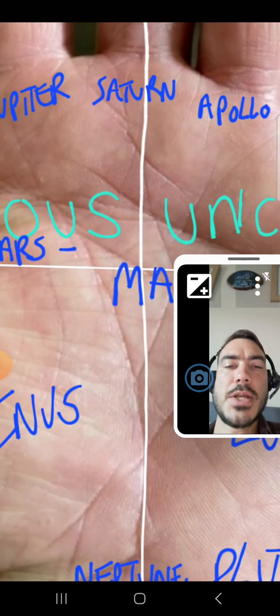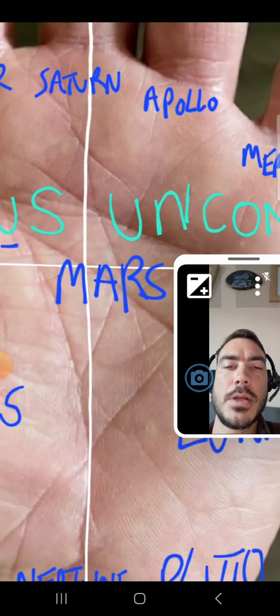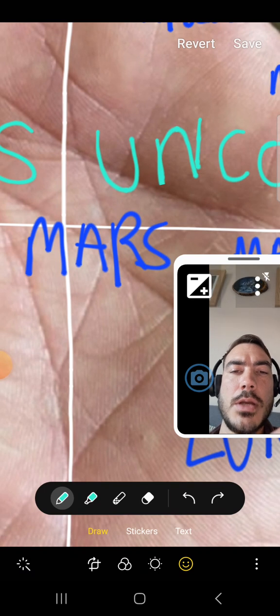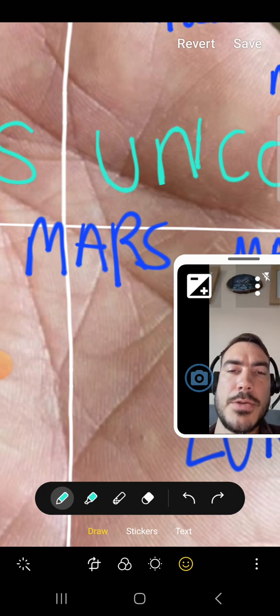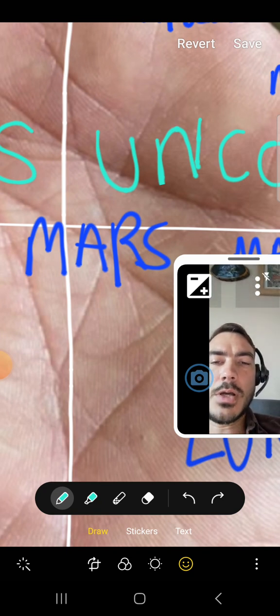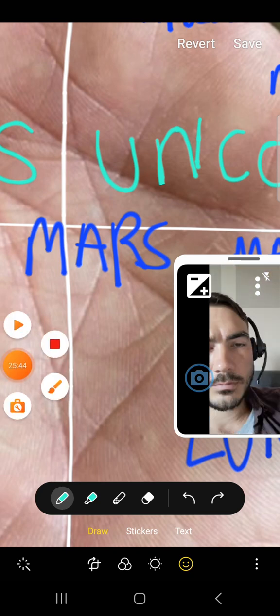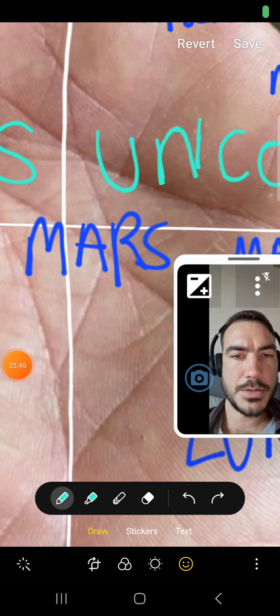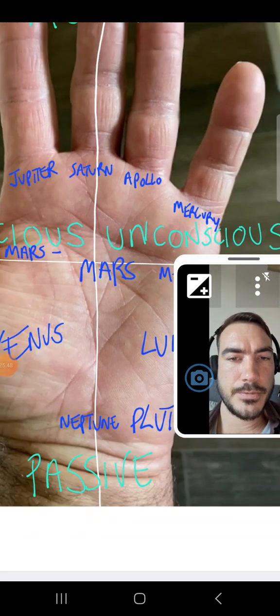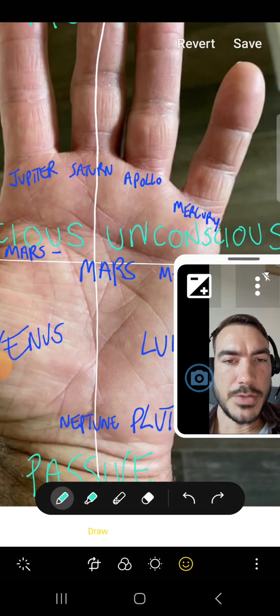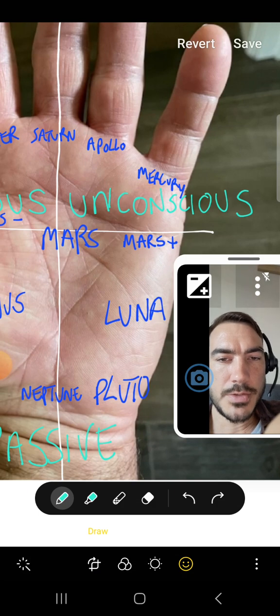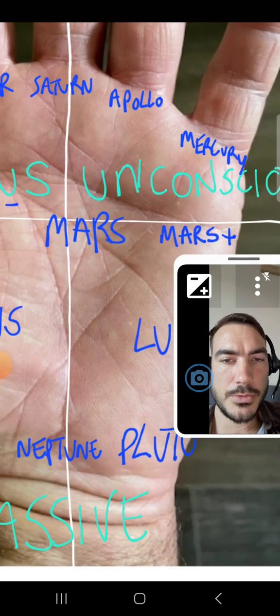The central plane of Mars relates to how we view others and how others view us. It will show differently on the left and right hand. The central plane of Mars is a sort of follow on from Mars negative and Mars positive. It's a bit of both.